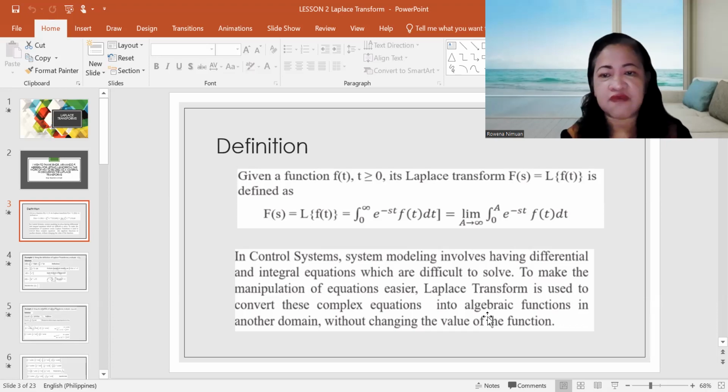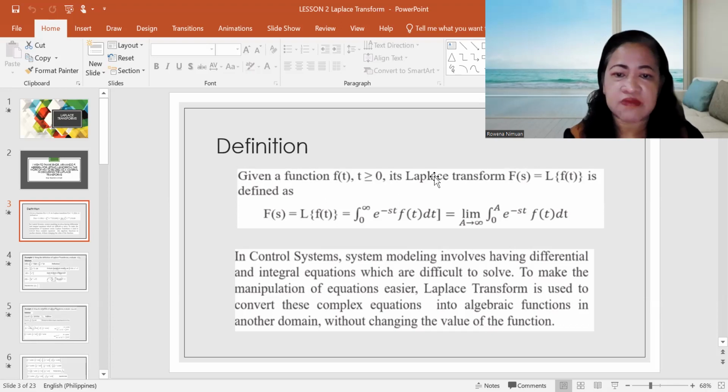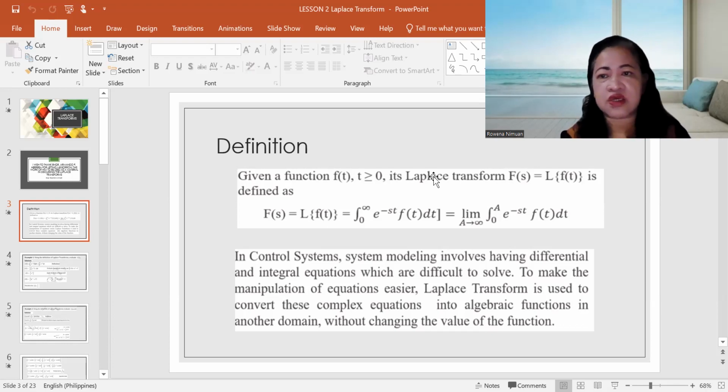This is very, very important when we go to control systems, because in control systems, system modeling involves differential and integral equations which are difficult to solve. To make the manipulation of equations easier, the Laplace transform is used to convert these complex equations into algebraic functions in another domain.